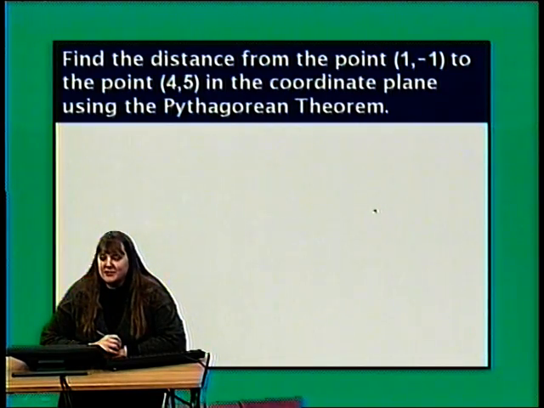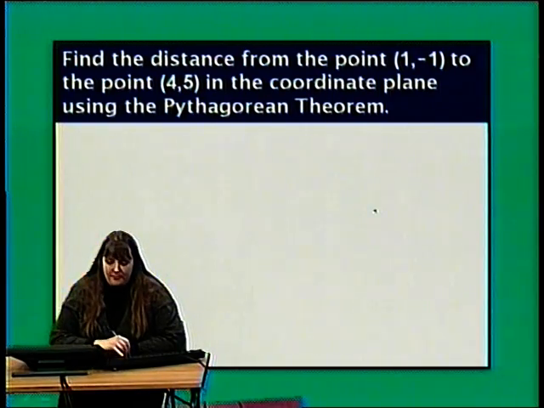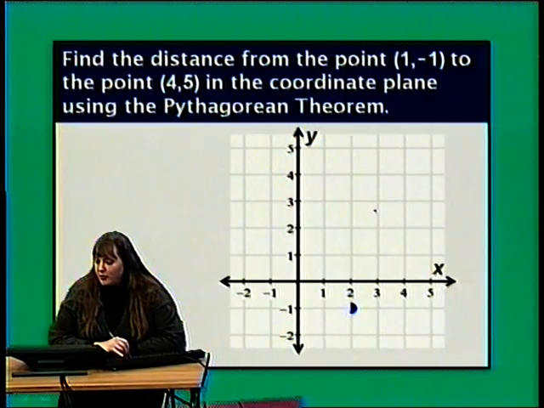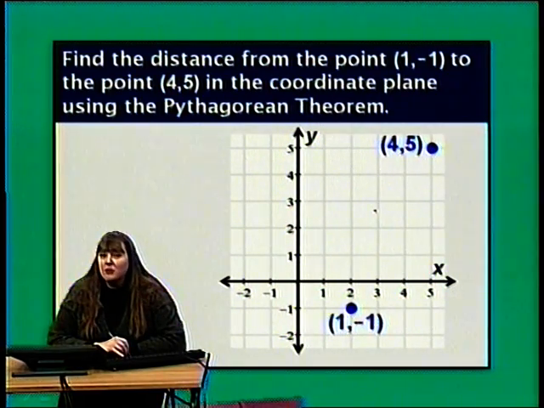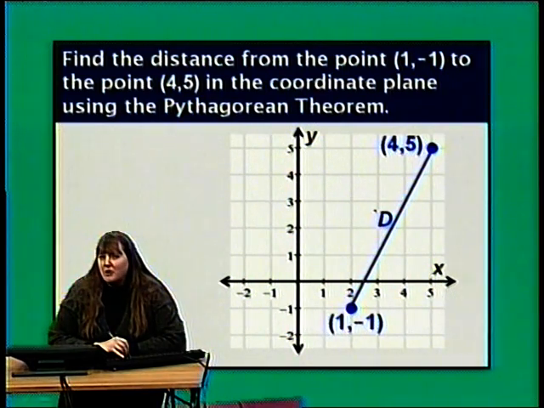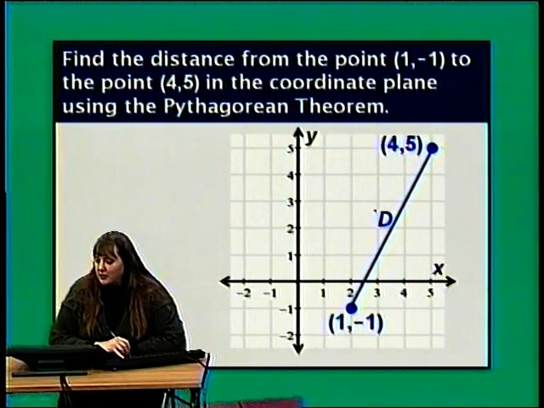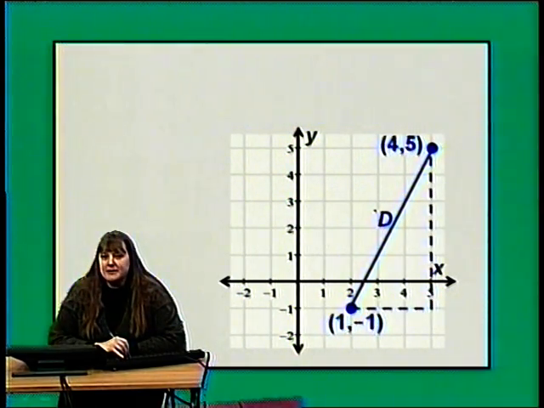Now let's find the distance from the point 1, -1 to the point 4, 5 in the coordinate plane using the Pythagorean theorem. So we're starting with the point 1, -1 and the point 4, 5. We're interested in this distance between them. We're told to use the Pythagorean theorem, so I need to think about a right triangle. Well, I can draw in a right triangle here using these as my legs.